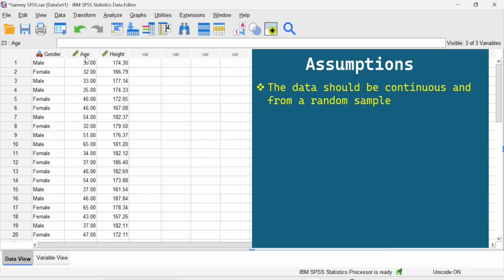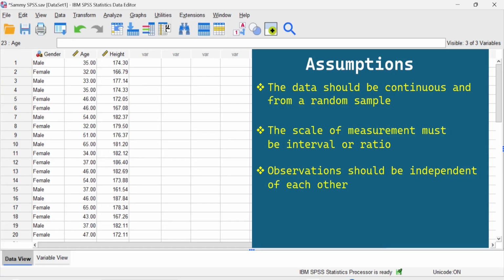Age here is also a continuous variable because you can have two people having their age to be 35, but the months can be different, so we can have points as well in the age, which makes it a continuous variable. The next assumption is that the scale or level of measurement must be interval or ratio.